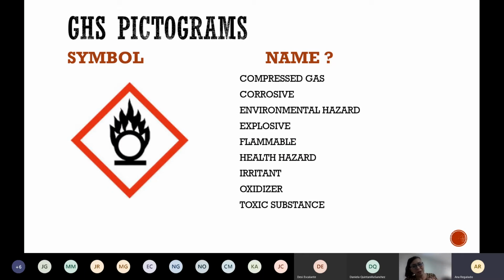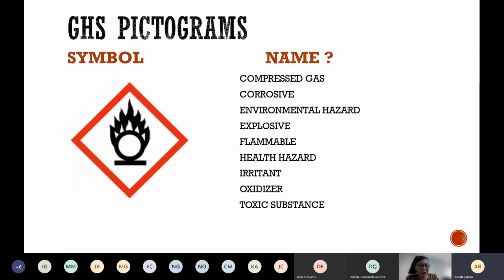So this one is one of those that is not super obvious, but I think some of you might figure it out. What is this one called? Oxidizer. Yes, this is an oxidizer. And I think the big giveaway is the fact that there's a big O in the symbol, and then it has little flames on top of it. So that O should give you the hint that this is an oxidizer.